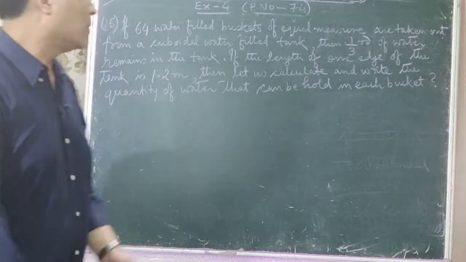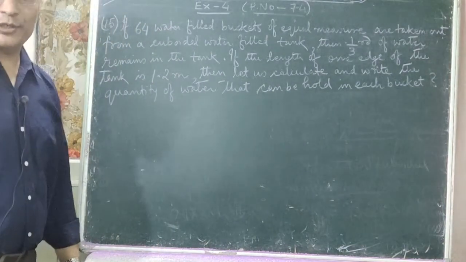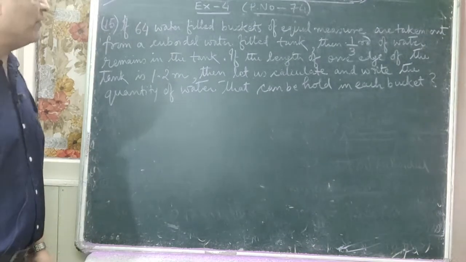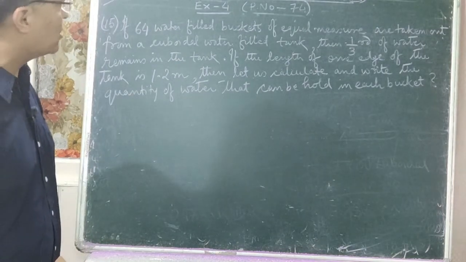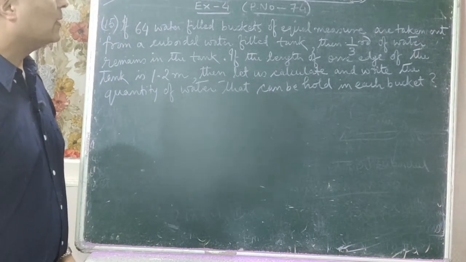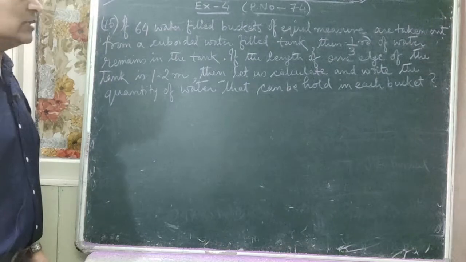So now we will do the next question, that is question number 15. If 64 water filled buckets of equal measure are taken out from a cubical water filled tank, then 1/3 of water remains in the tank.